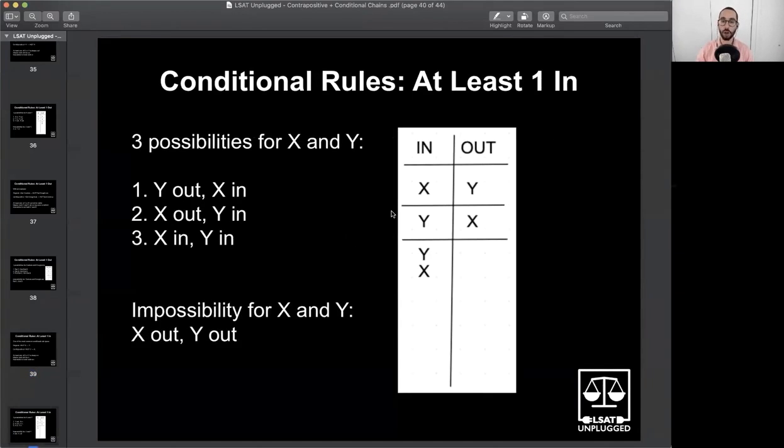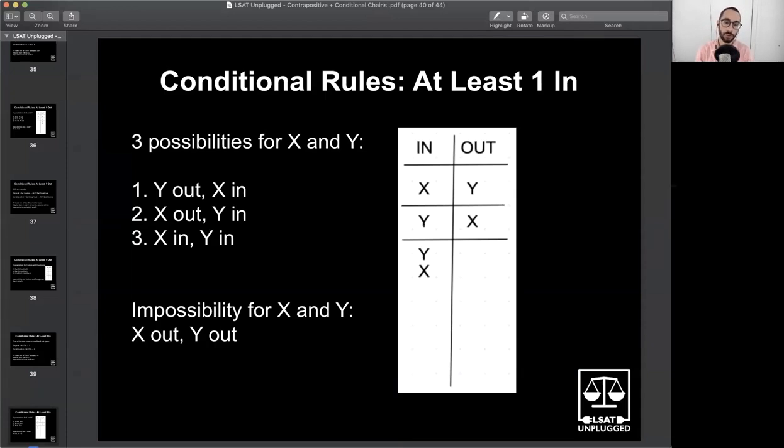So here's what those possibilities could look like diagrammed. Maybe you have Y out activating the rule that you have X in. Or maybe you have X out activating the rule that you have Y in. And maybe you have both of them in. But you see, what's missing here is having both X and Y out, because that is impossible given this conditional rule.